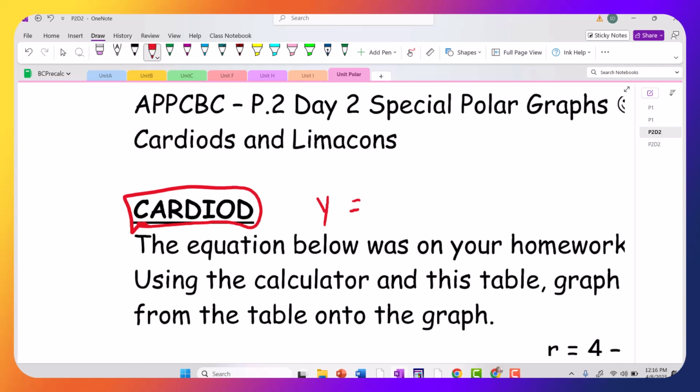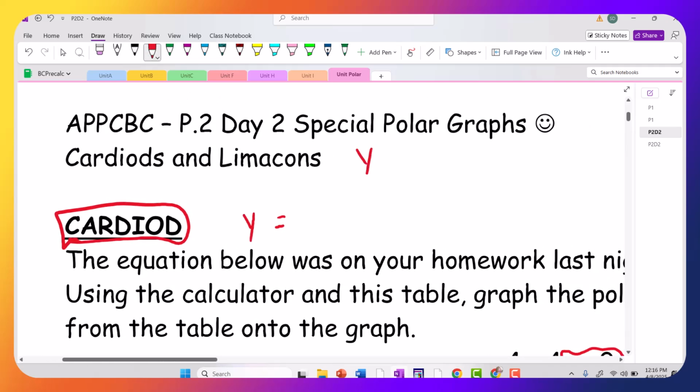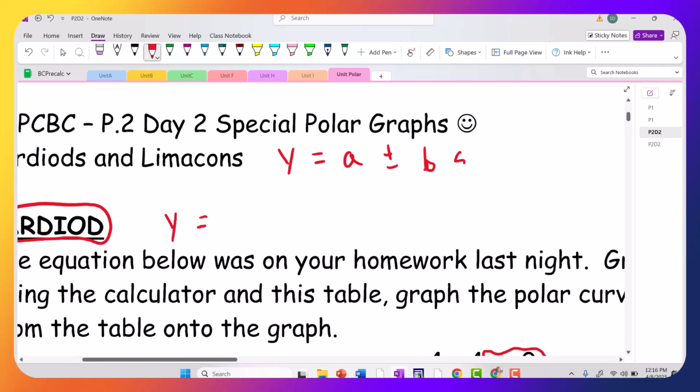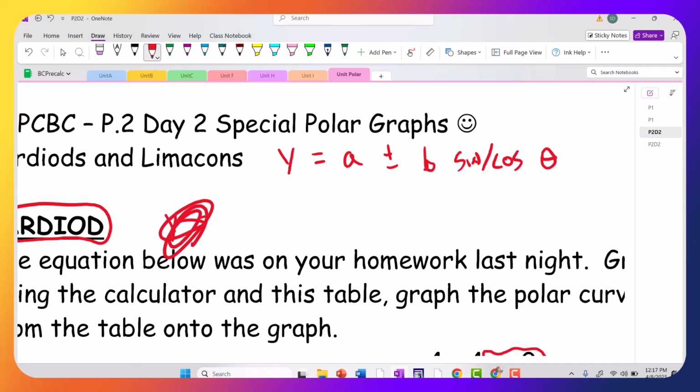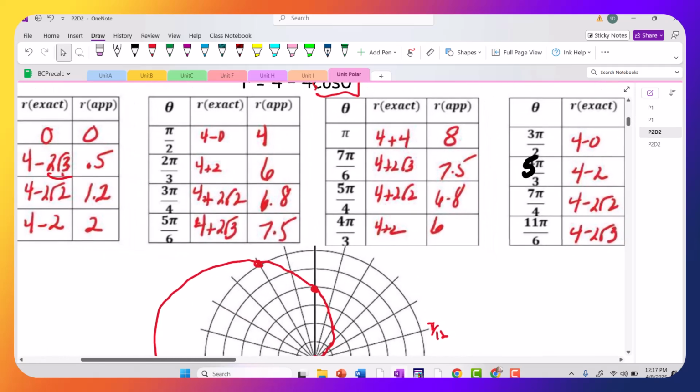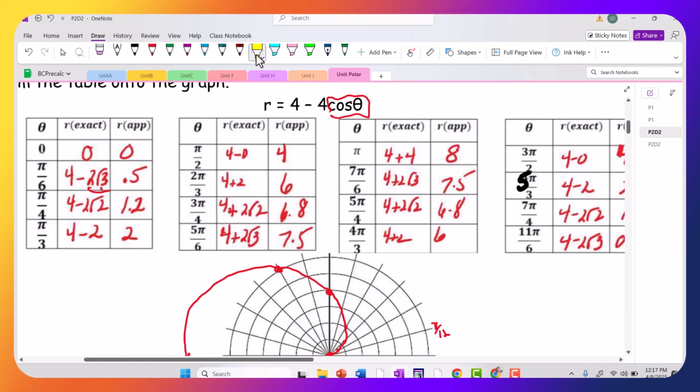Okay, so here's cardioids and limacons. r equals A plus or minus B, and then I'm going to put sine or cosine of theta. For a cardioid, you're going to find out that A equals B. See? 4 equals 4. And then look at our thing here.